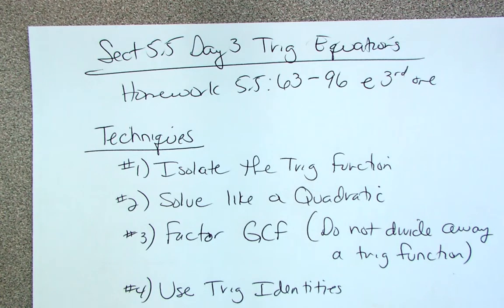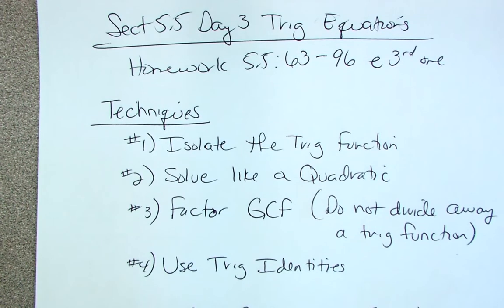So as you can see, we have 4 already. Actually, 3 techniques we have looked at. We're going to do a 4th one. We're going to do a lot of problems, and then we're going to do a 5th technique. The first technique was just to isolate the trig function before you start separating.